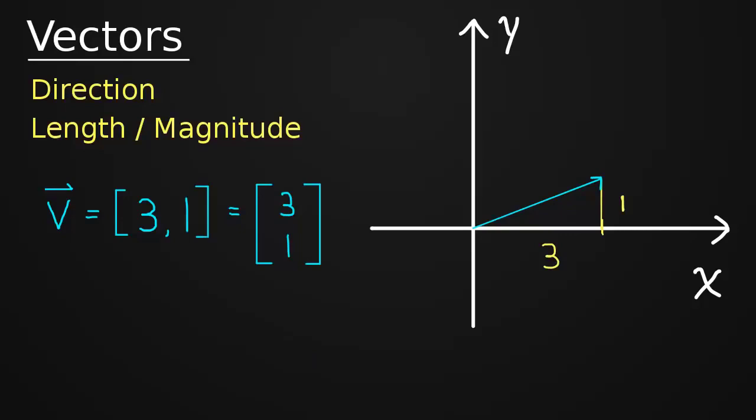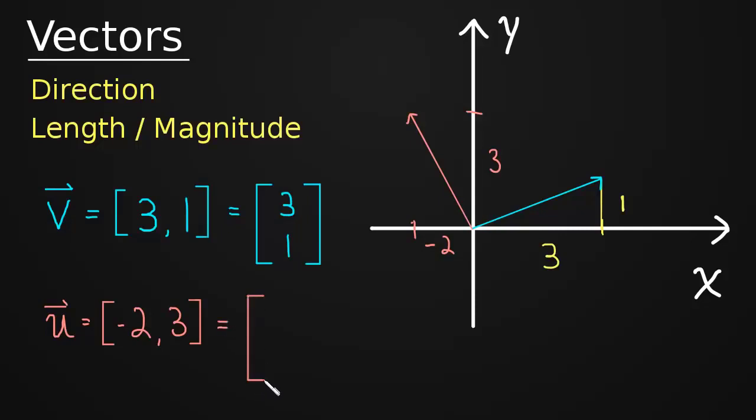Okay, let's look at another example. Let's say the vector u, and let's say it has the components negative 2, 3. Well, that simply means we're moving over negative 2 in x and up 3 in y. So maybe something right around here. So this would be 3 in y and negative 2 in the x direction. And there's our vector. Nothing to it. And of course, we could have written this as a column vector, negative 2, 3, if we wanted to.